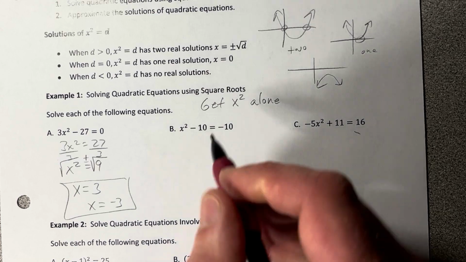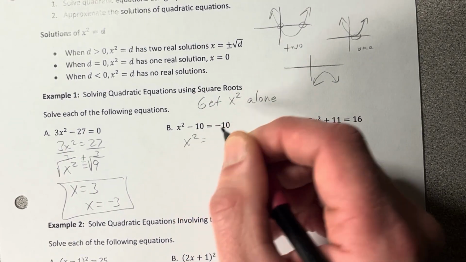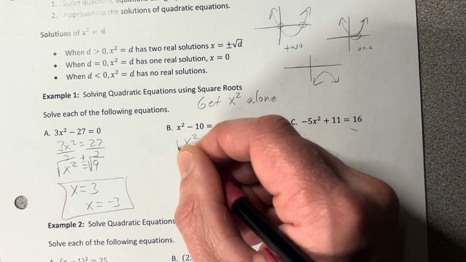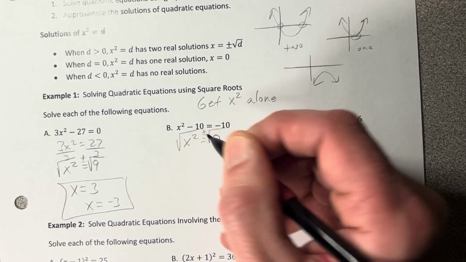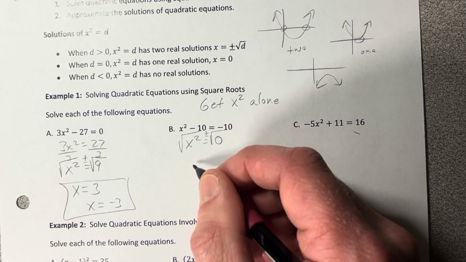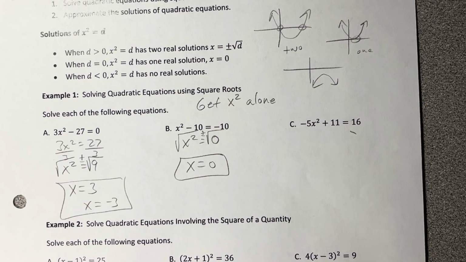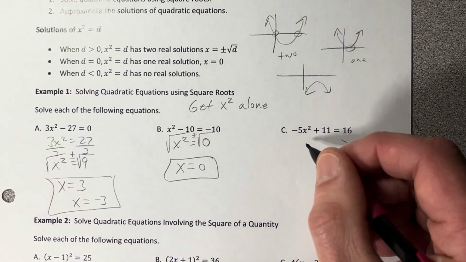Let's try this next one out. Get the x squared by itself by adding the 10 over, and you'll get 0. Well, you can try to do plus or minus 0, but plus or minus 0 is the same answer. So your answer is just 0. You get one solution.